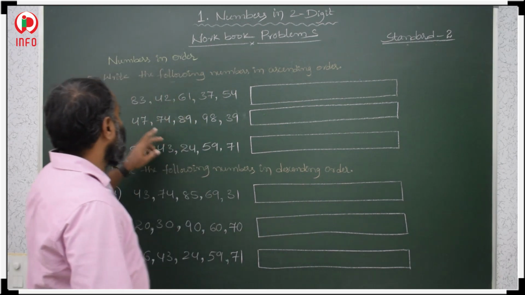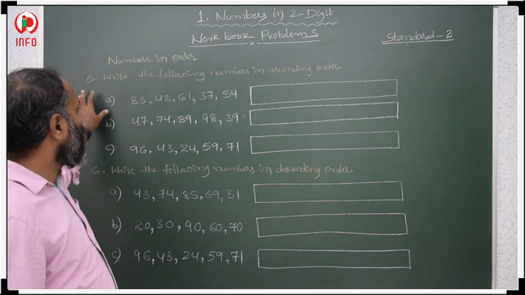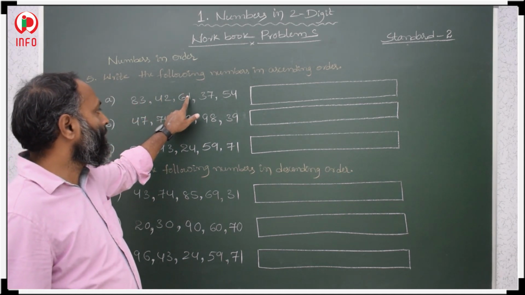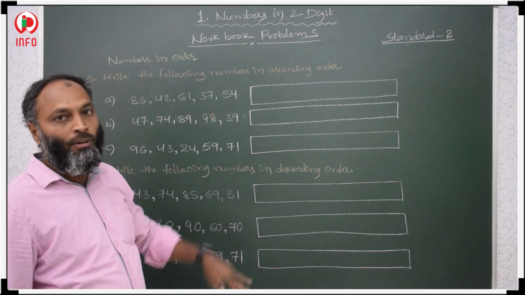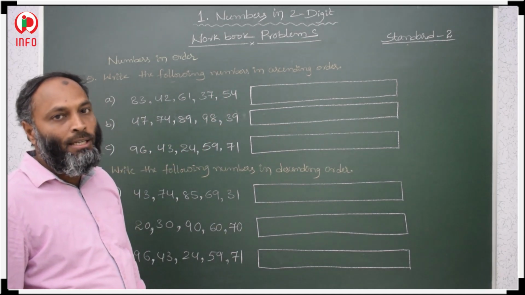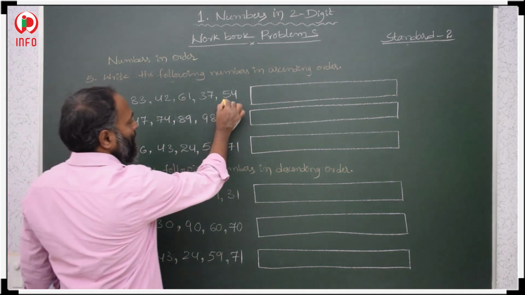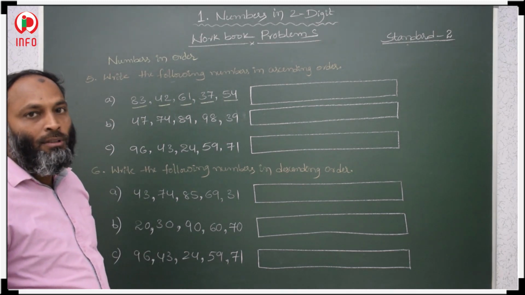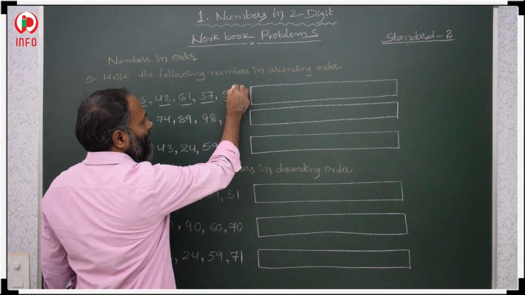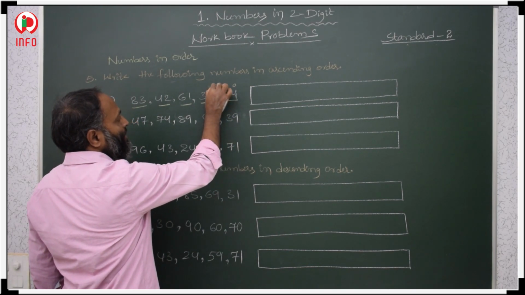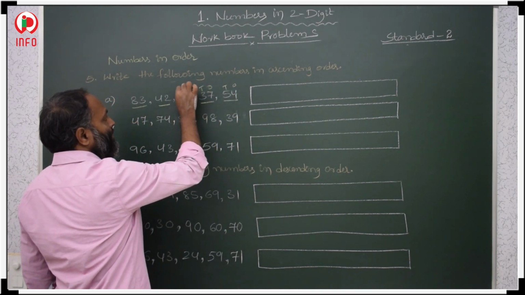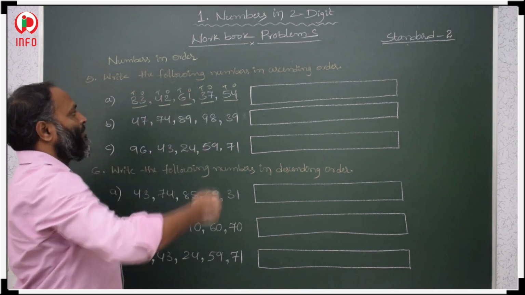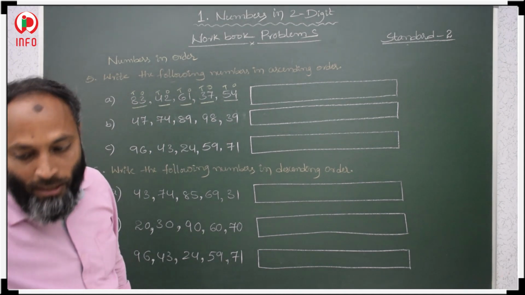Okay? Now, in the first question, 5 numerals are given: 83, 42, 61, 37, 54. These we have to arrange in ascending order, increasing order. This is 1, 2, 3, 4, 5. So this is in ones place, this is in tens place, ones place, tens place for each number.